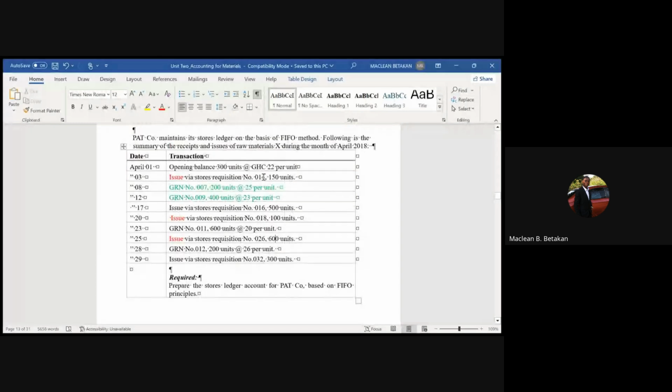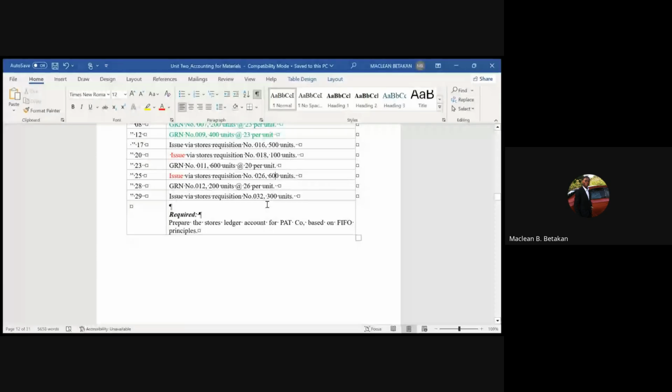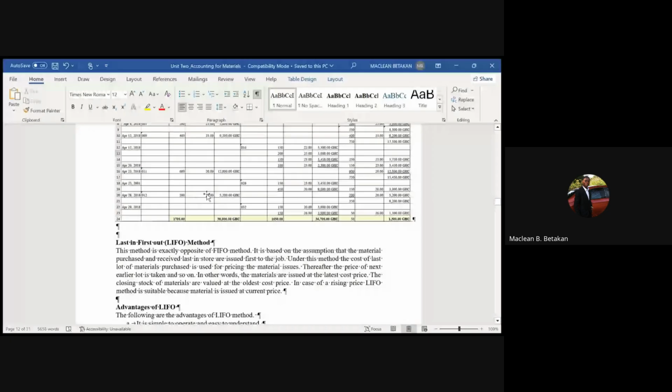On the 28th, we are receiving 200 units at 26 cedis. So we receive it here, 200 units times 26, you get 5,200. Then we carry everything to the inventory. If you want to know the total inventory, it is 150 plus 200, which gives you 350. And the total amount, 3,000 plus 5,200, gives you 8,200.